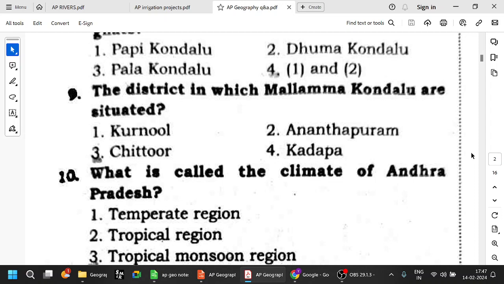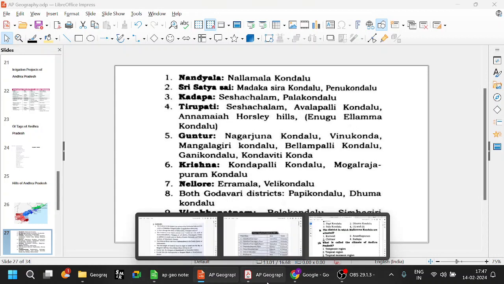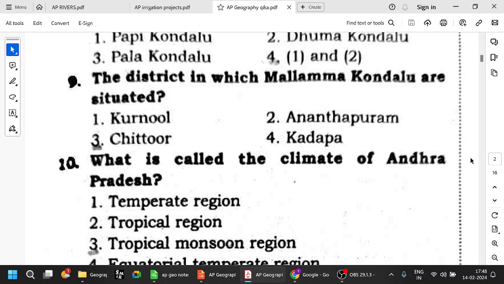The district in which Mallama Kondalu are situated. Again, Mallama Kondalu is nothing but Horsley Hills only. Horsley Hills are also called Yenugu Mallama Kondalu or Mallama Kondalu. So, if there is Annamaya district in the option, you have to go with Annamaya only. But if the question has Chittoor and not Annamaya, then maybe you can go for Chittoor. Horsley Hills are in Madanapalli Mandal, and Madanapalli is right now in Annamaya district. So keep in mind, Mallama Kondalu, Yenugu Kondalu or Horsley Hills, they are all in Annamaya district.